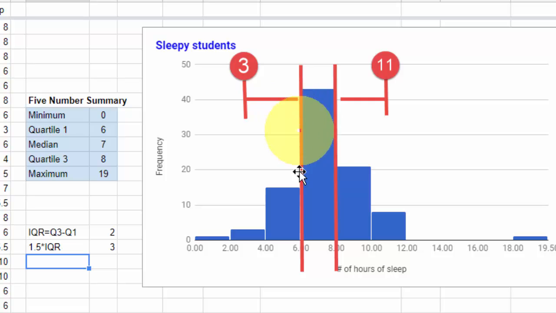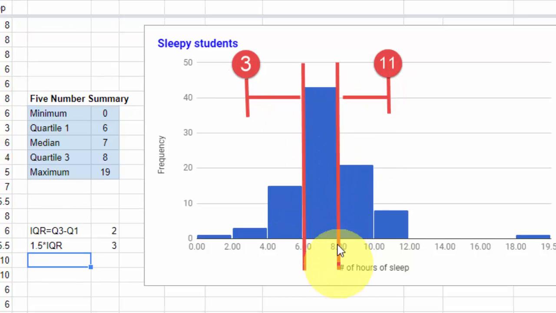Quartile 1 is right here. Quartile 3 is right here at 8. So quartile 1 is 6. Quartile 3 is 8. We compute the IQR, take 1.5 times that, we get 3. If we go 3 out to the left of 6, we end up at 3. And if we go 3 to the right of 8, we end up at 11. The 3 and the 11 are called the lower and upper fences.